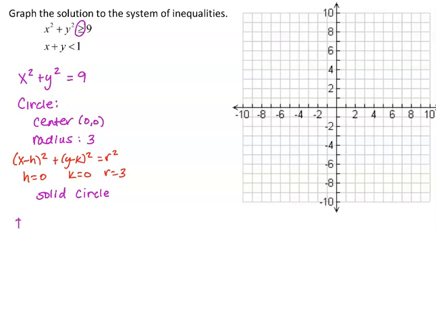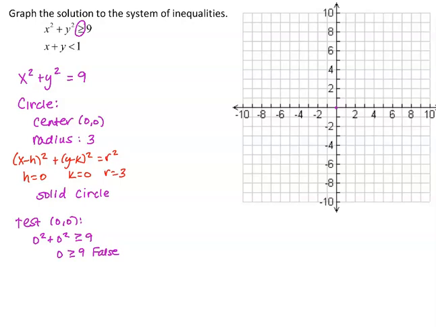We can still use the test point idea for a nonlinear system like this. If we check 0 squared plus 0 squared is greater than or equal to 9, we have 0 is greater than or equal to 9, which is false. So what this is telling us is that the part of the graph with 0, 0 will not be shaded. So let's look at how we could put this on our graph.